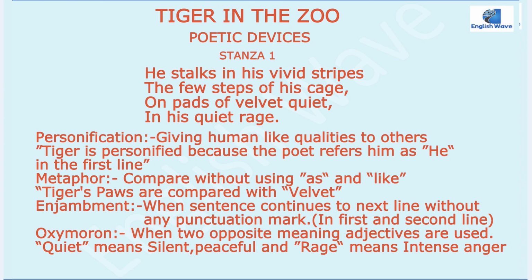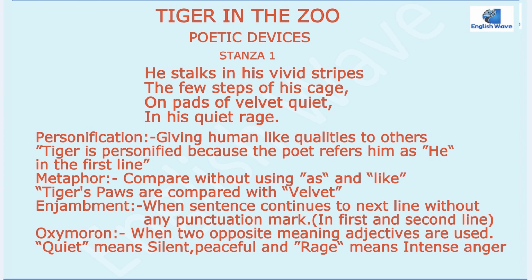Our next device is enjambment. Enjambment is a device when sentences continue to the next line without any punctuation mark. And here we can see in the first line, he stalks in his vivid steps the few steps of his cage. So at the ending of the first line there is no punctuation mark, meaning enjambment is used here.